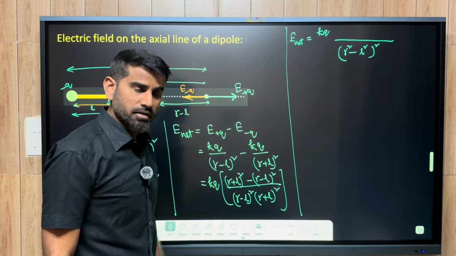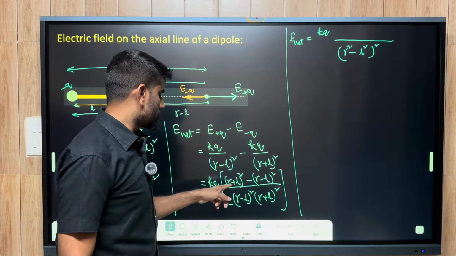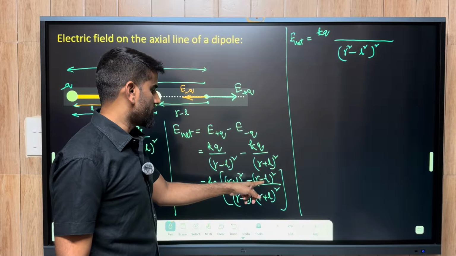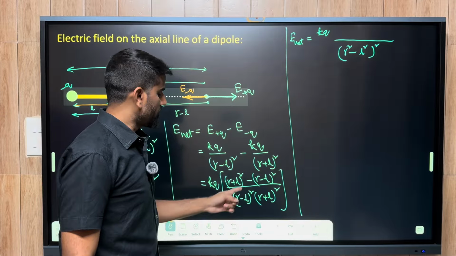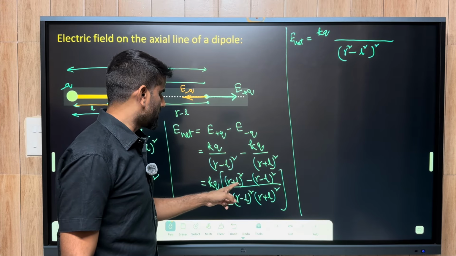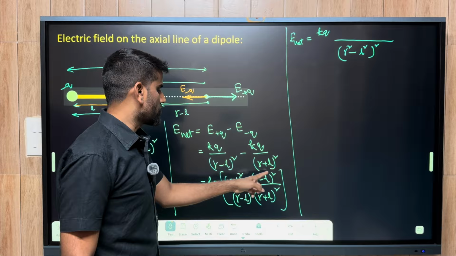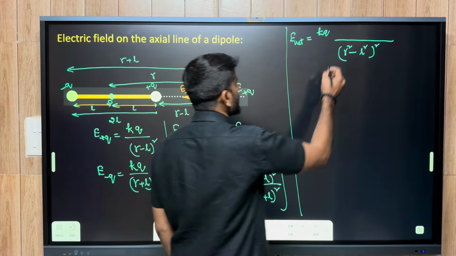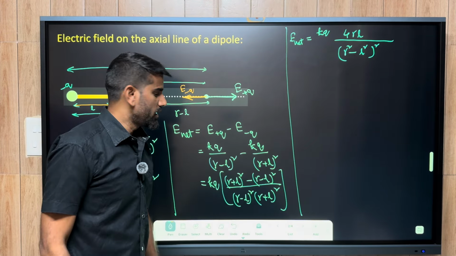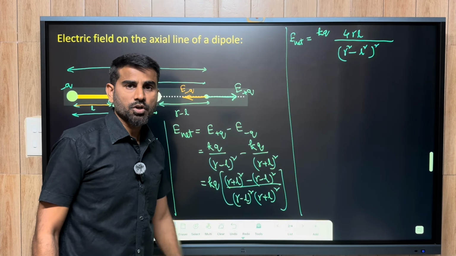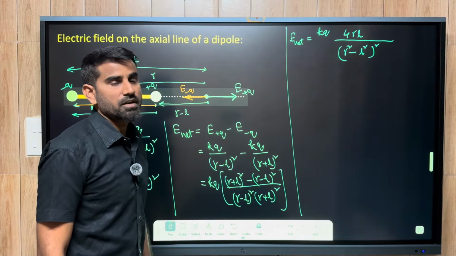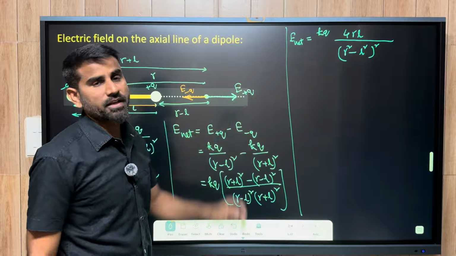Clear? Right. Now, if I simplify this, R square plus L square plus 2RL minus R square plus L square minus 2RL. If I multiply these three terms with a negative sign, the R square plus L square minus R square plus L square gets cancelled. What are we left with? 4RL. If you solve it, you'll get it. So this is the resulting equation that we have got. So this is the final answer.